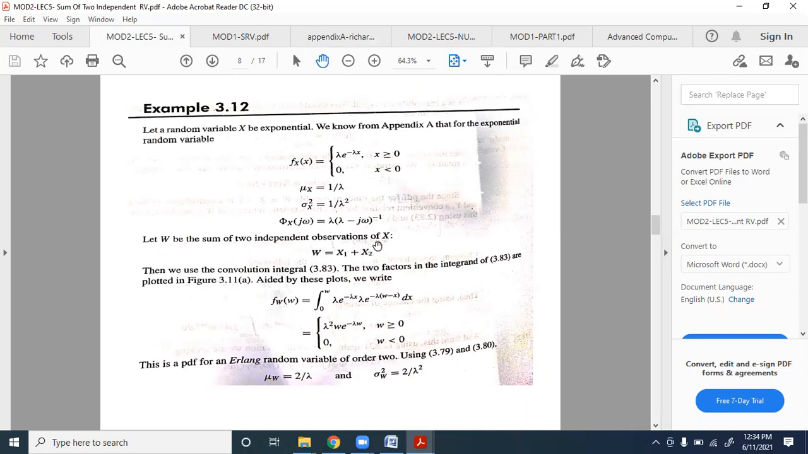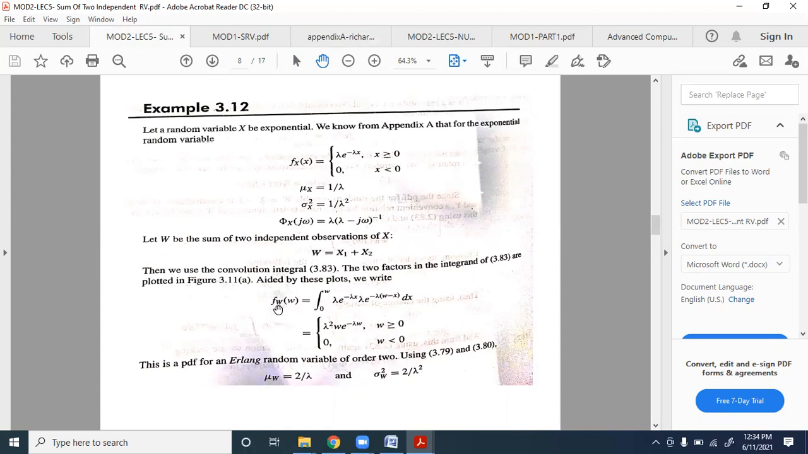That also can be considered. Further to that, in addition to the characteristic function, we also said that when we have W as the sum of the two independent random variables, then the PDF of this will be equal to the convolution of the PDF of the two random variables x1, x2. And that's what we are trying to write from here.